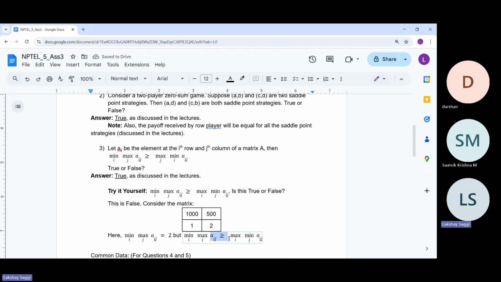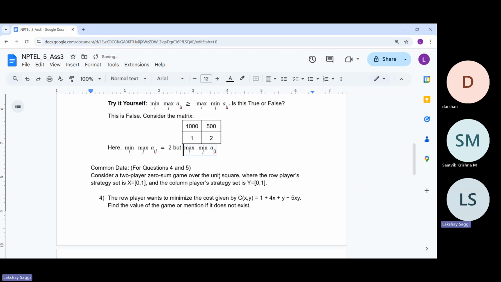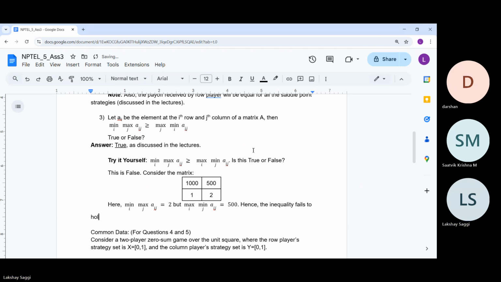So what we get is that in this matrix, the min max was 2. Okay, sorry for this, guys. In this matrix, min max was 2, but max min is 500. So the inequality fails to hold. Okay, I hope you guys get this.